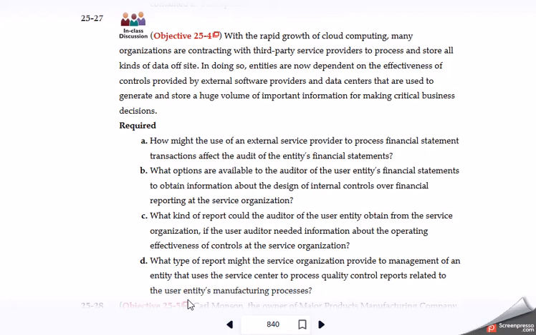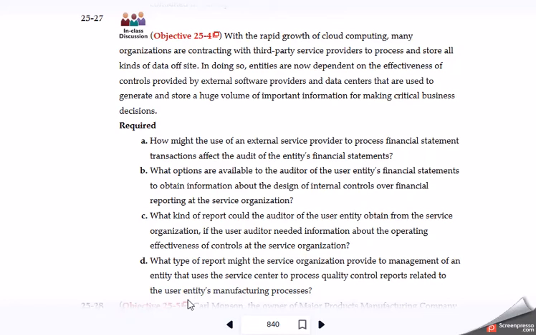So this question is talking about, again, other functions that can happen outside of just the regular audit. With the rapid growth of cloud computing, many organizations are contracting with third-party service providers to process and store all kinds of data off-site. In doing so, entities are now dependent on the effectiveness of the controls provided by external software providers and data centers that are used to generate and store a huge volume of important information for making critical business decisions.